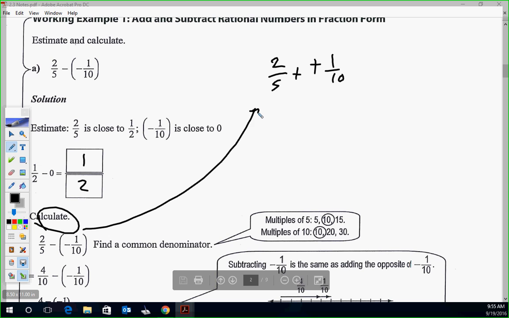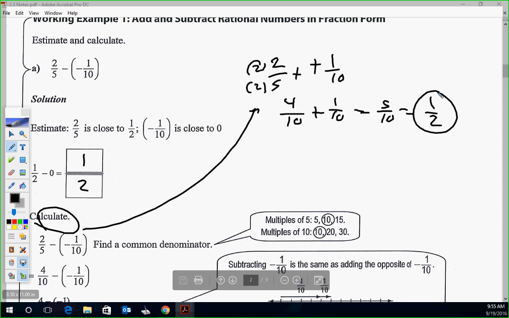Okay, so we're doing common denominator. 5 does go into 10, so we're going to times this side by 2. We get 4/10 plus 1/10, which gives us 5/10. So we actually do get our estimated guess. That doesn't happen every time, but we do fall right upon our estimate.